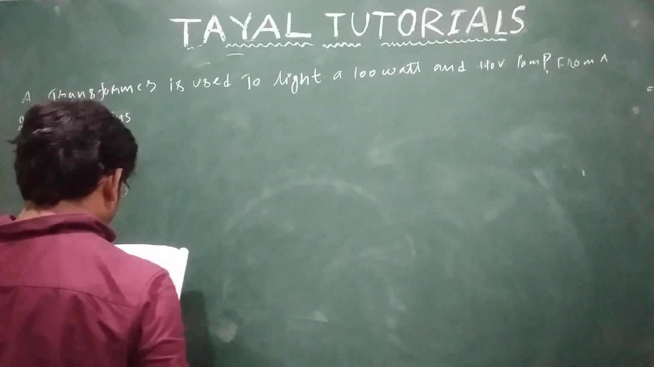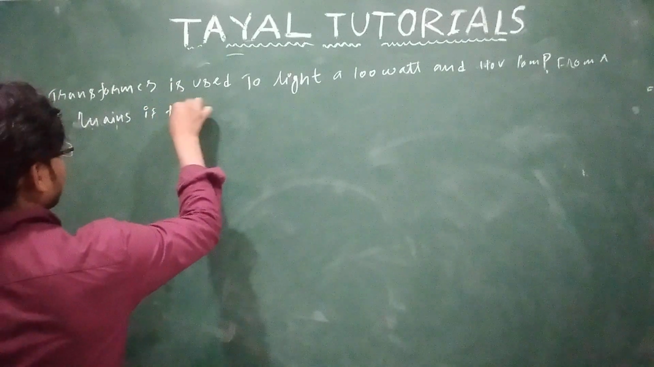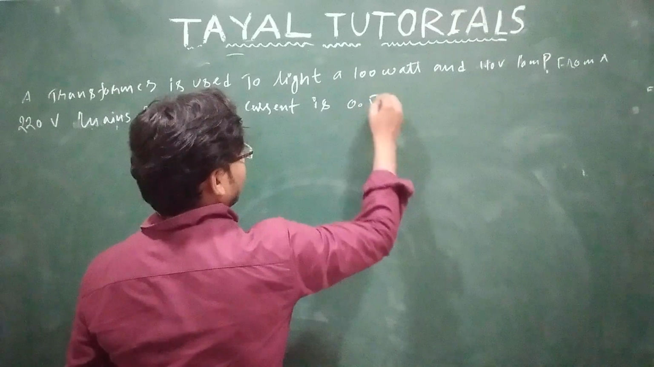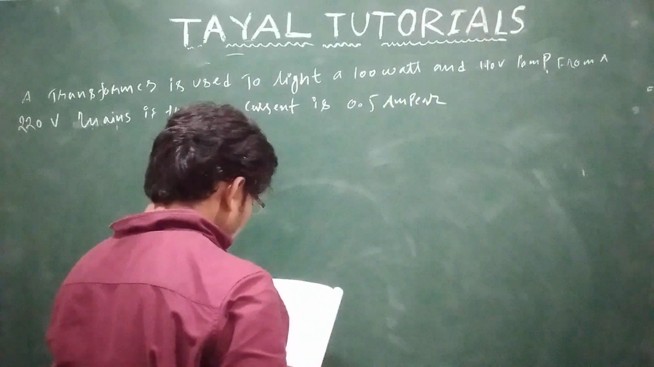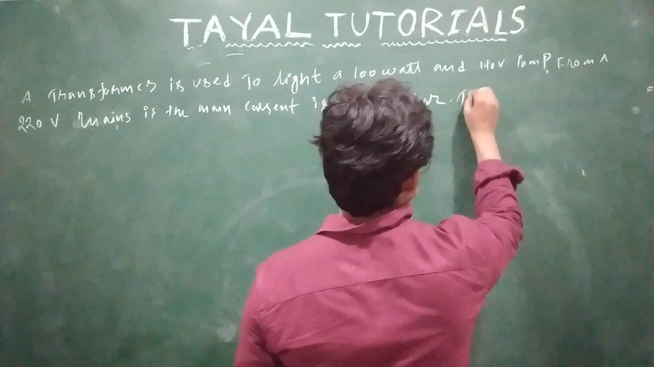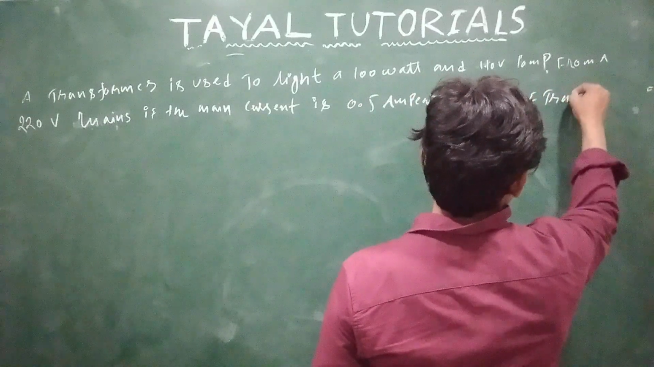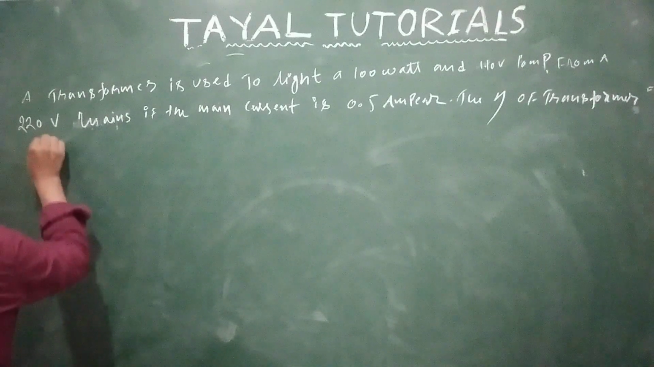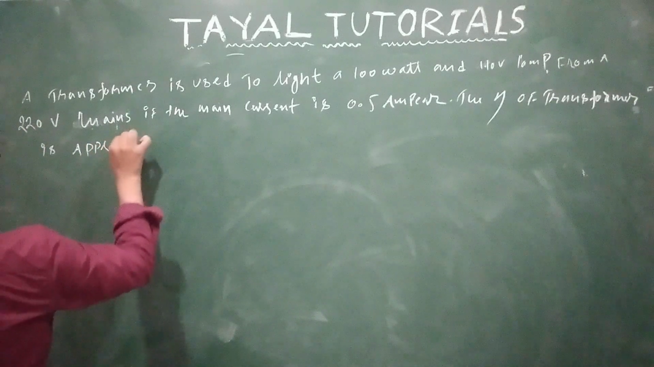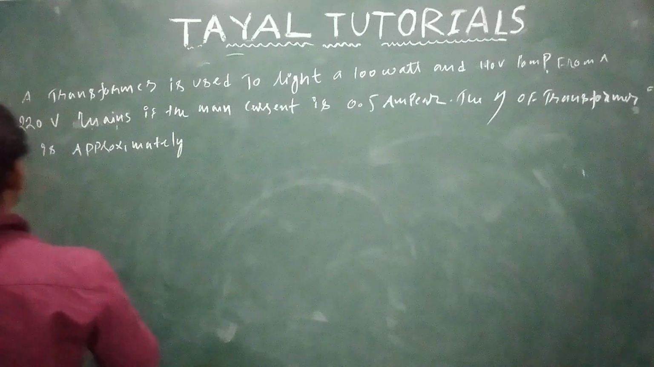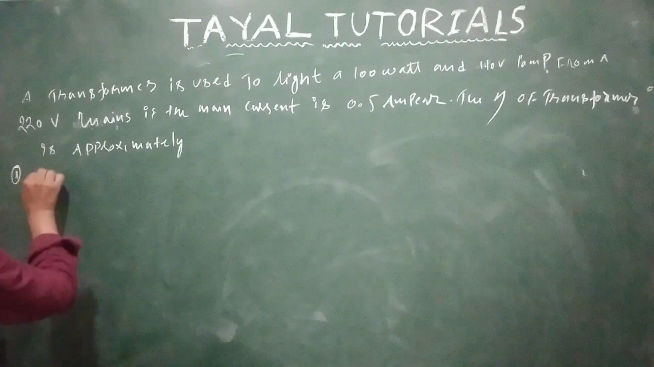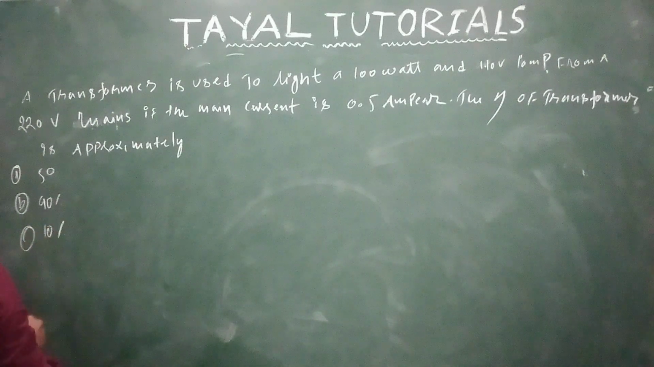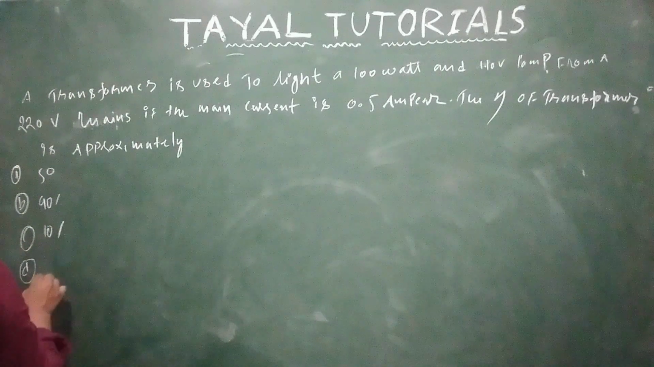Now if the main current is 0.5 ampere, the efficiency of the transformer is approximately: option A 50%, option B 90%, option C 10%, option D 30%.